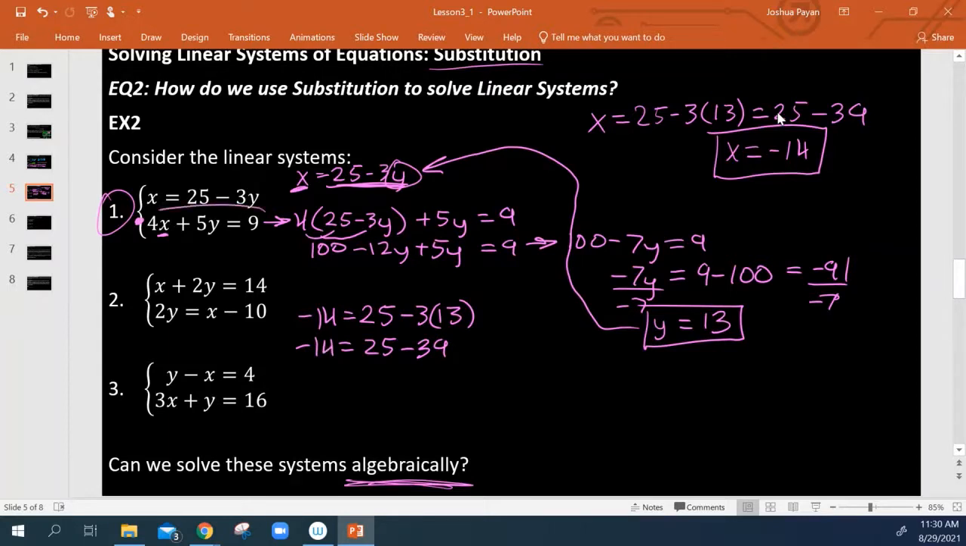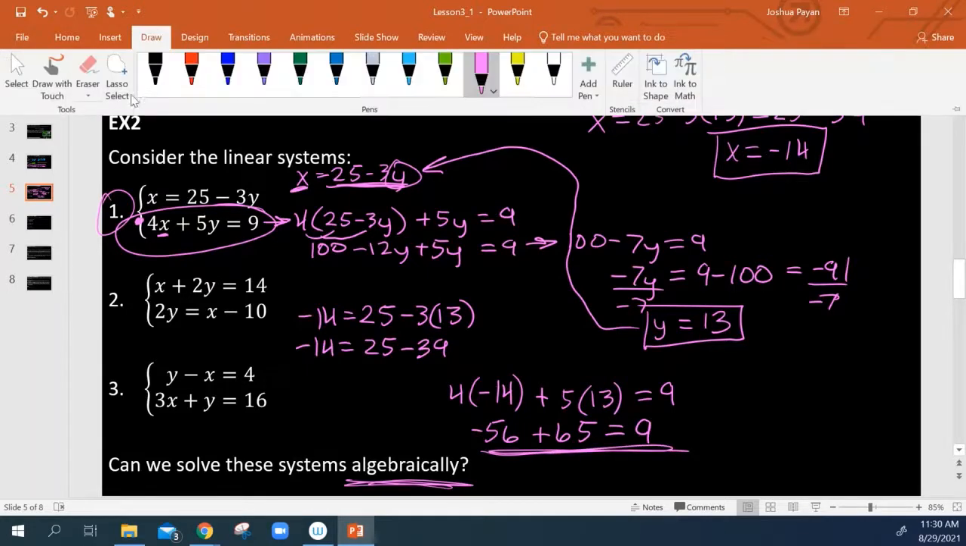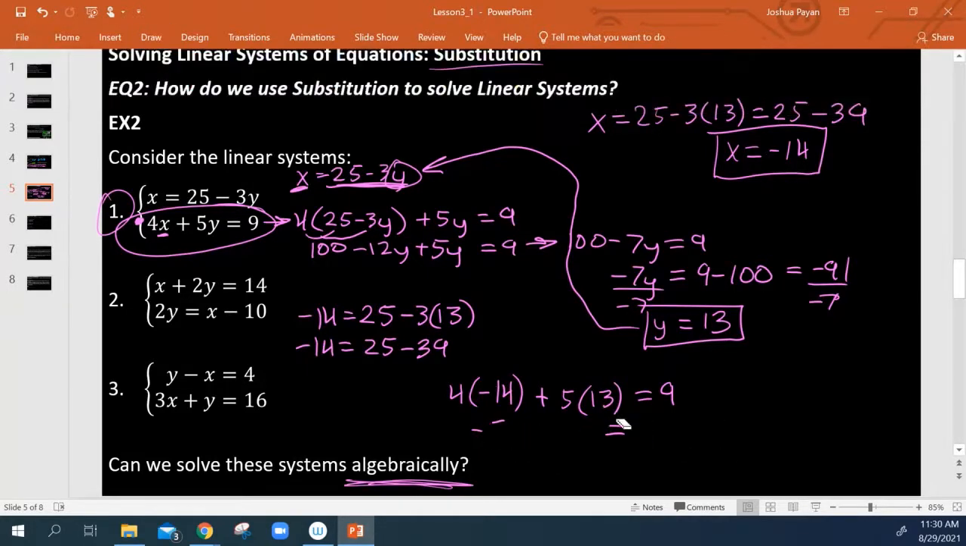And if I try it here on this one, 4 times negative 14 plus 5 times 13, that should be equal to positive 9. So 4 times negative 14, that'd be negative 56. And 5 times 13 would be positive 65. And that, of course, would combine to give me 9. So I know my solutions are algebraically sound and correct.